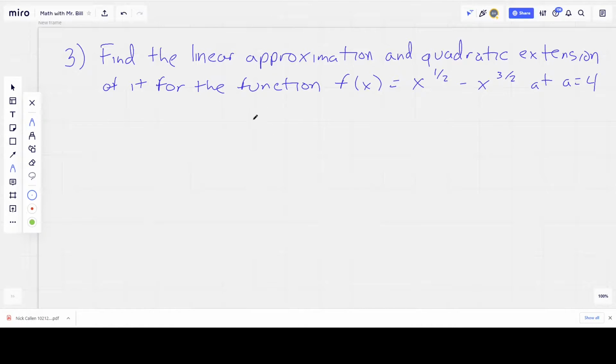Today we're going to be talking about finding the linear approximation of a function, as well as discussing the quadratic approximation of that function as well.